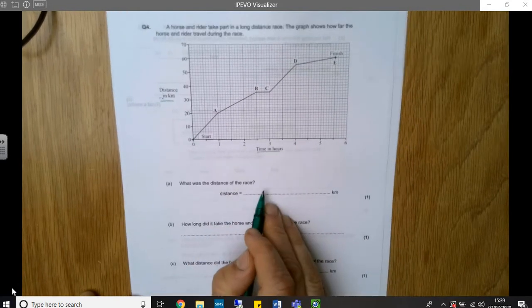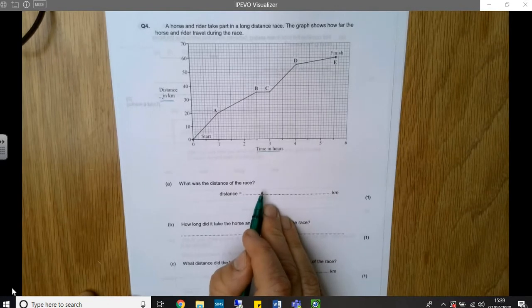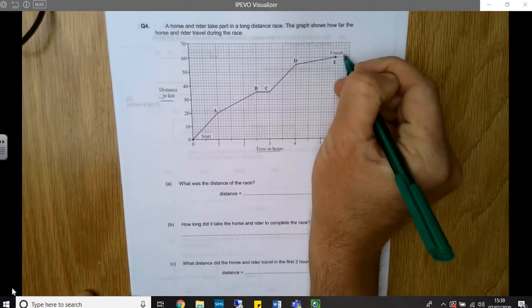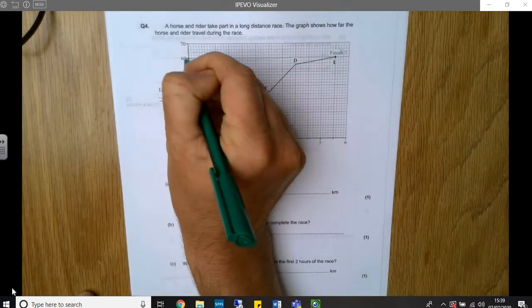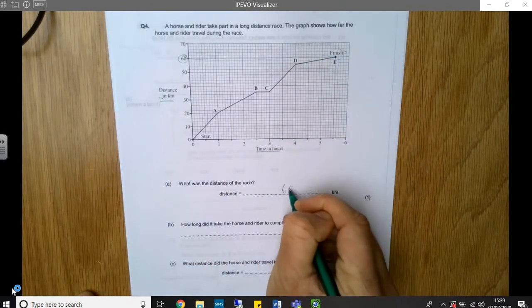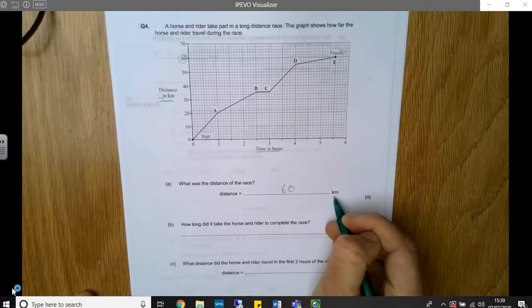What was the distance of the race overall? Okay, all we're looking at is where was the finish line, the track back, and it was 60 kilometers. Okay.